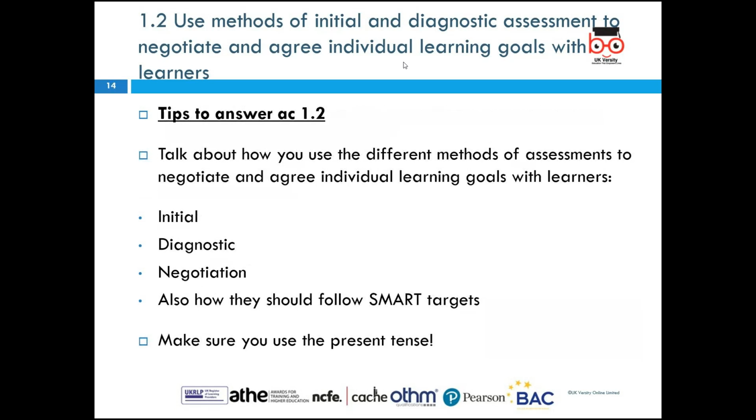Okay. So, how to answer this? Just talk about how you use different methods of assessment. So how do you negotiate with your students? How do you agree individual learning goals with them? So you can talk about how you use initial and diagnostic assessments and you negotiate with your students, and how you actually use these assessment techniques to just figure out what sort of goals your student needs and talk to them about it. Mention how they're always SMART targets, and then make sure you use your present tense.